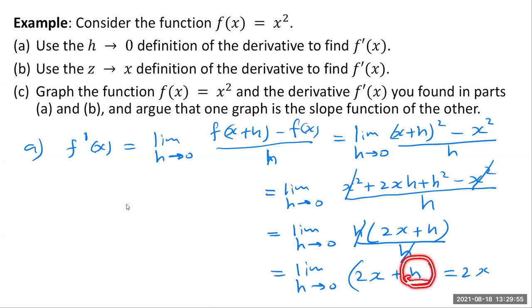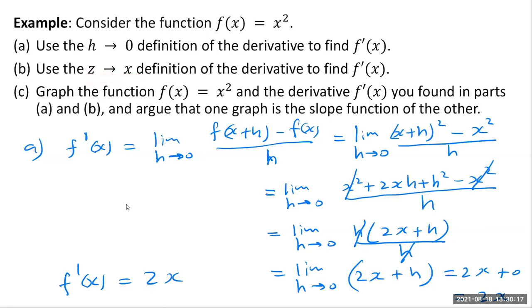Then you take the limit of this expression as h goes to 0. That limit is 0, because when h goes to 0, this value is 0. Plus 0, which is of course 2x. That means your f prime of x is nothing but 2x. Okay, now let's use the other definition, the z goes to x definition.